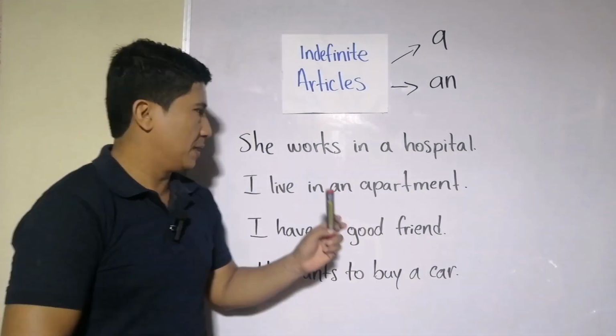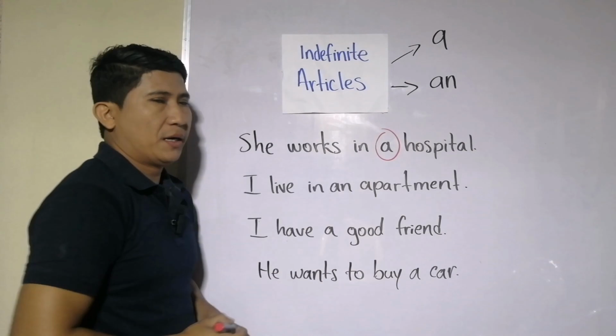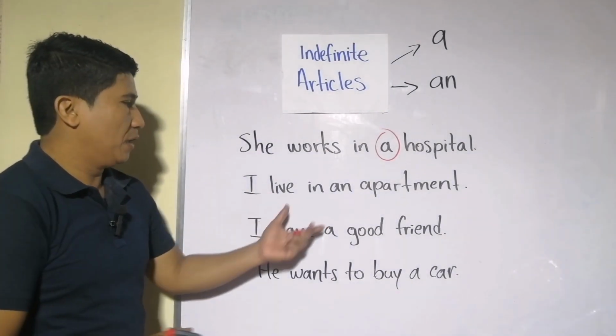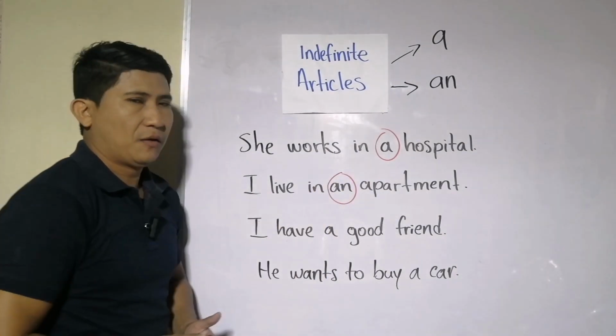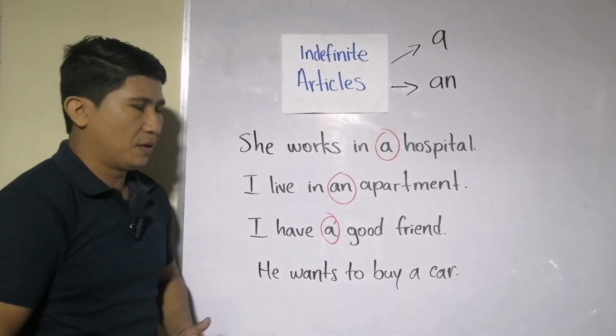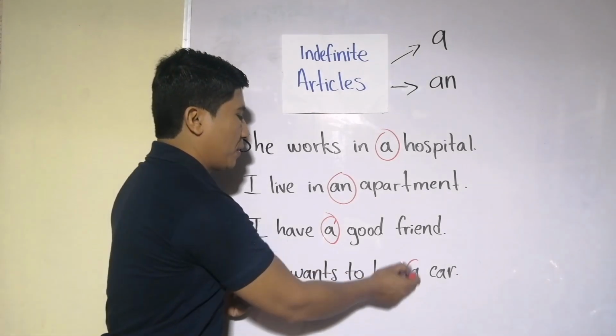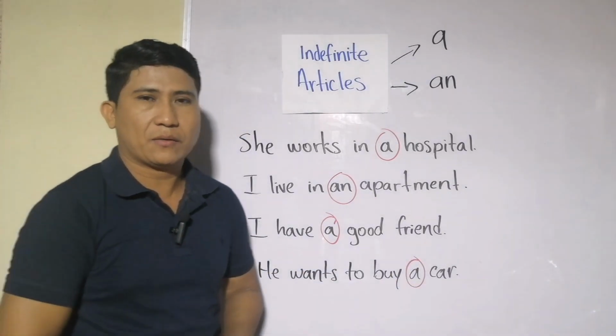The first one says, "She works in a hospital." We have the indefinite article here. Then it says, "I live in an apartment." I have the indefinite article here. "I have a good friend," so I have the indefinite article here. And finally, it says, "He wants to buy a car." I have the indefinite article here.